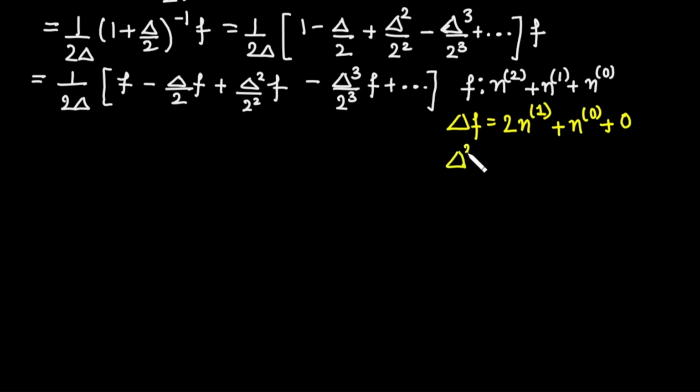Similarly calculate delta square f, kind of a derivative. Its derivative is 2 constant, the derivative of n is 1, but we can write n raised to power 0, and this is constant and the derivative of a constant is 0. Next is delta cube of f. So again take its derivative, that is 0.